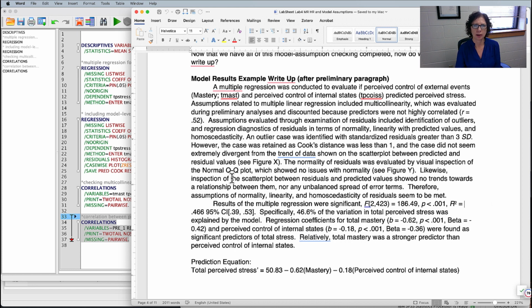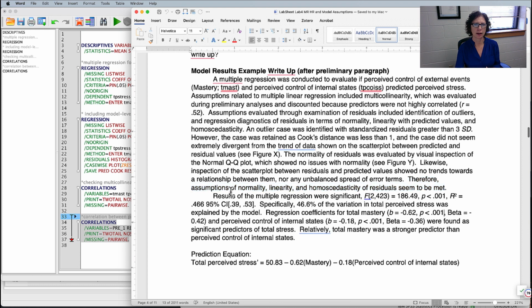Again, the scatter plot between residuals and predicted values showed no trends, and it looks like we've met the assumptions of normality, linearity, and homoscedasticity. So that whole paragraph, most of it, was just about assumption checking, right? And then I put that ahead of giving the reader the results of the multiple regression, that they were significant. There's my F line.